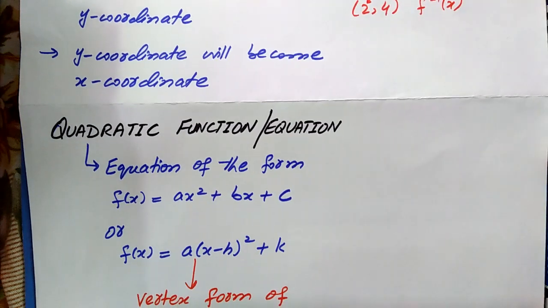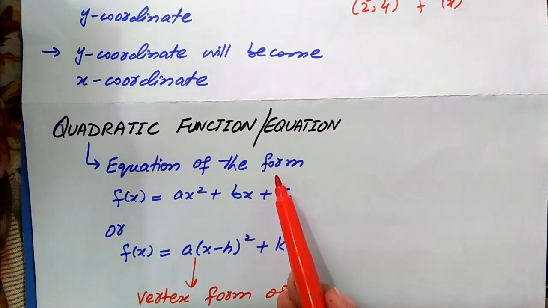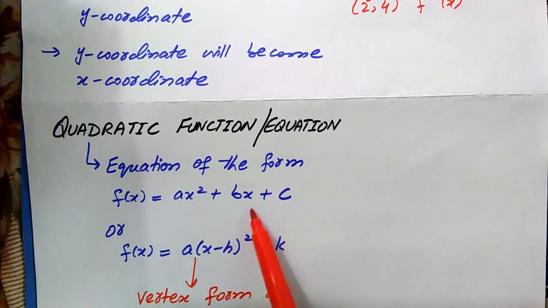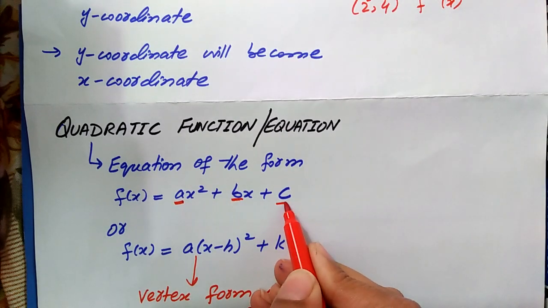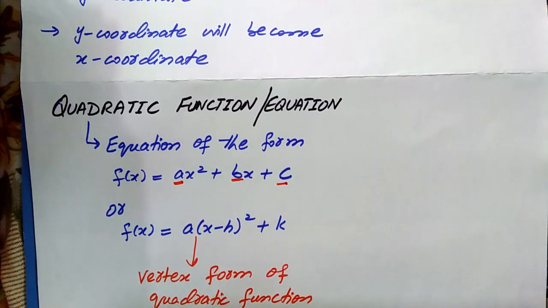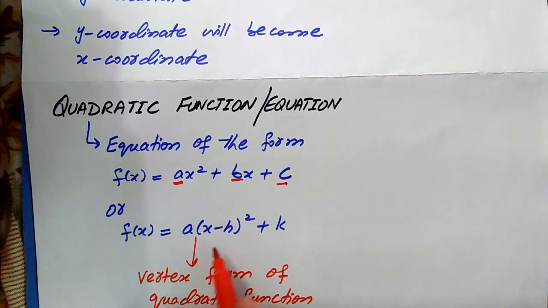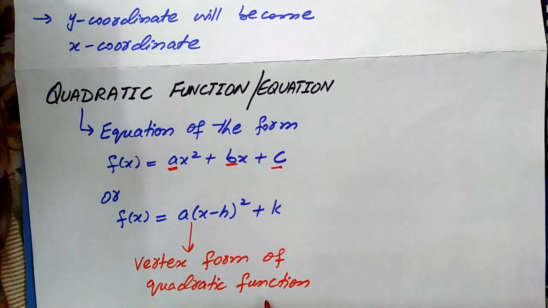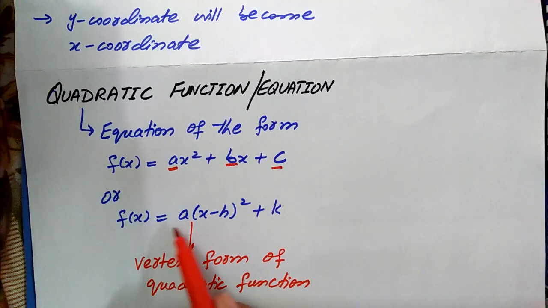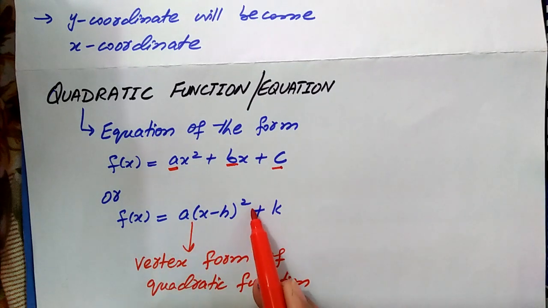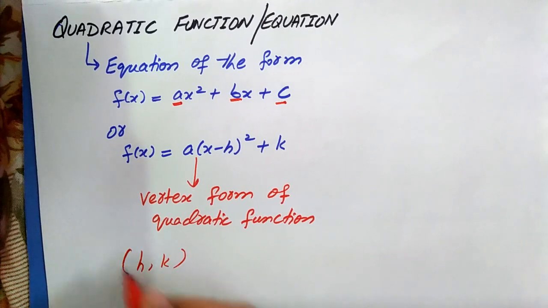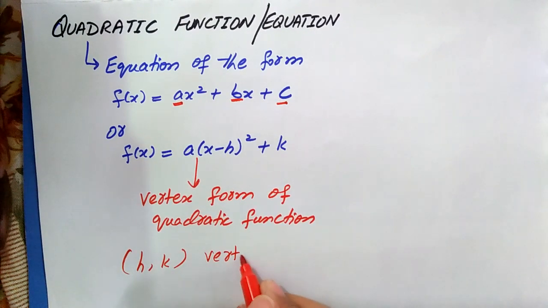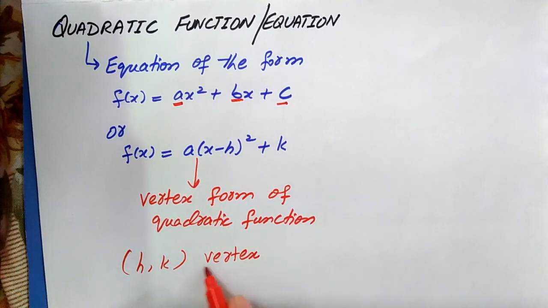Quadratic functions or equations are equations of the form ax² + bx + c, where a, b and c are constants. Also, another form of the quadratic equation is the vertex form, that is f of x equals a(x − h)² + k, where h and k make up the vertex of the quadratic equation or the parabola.